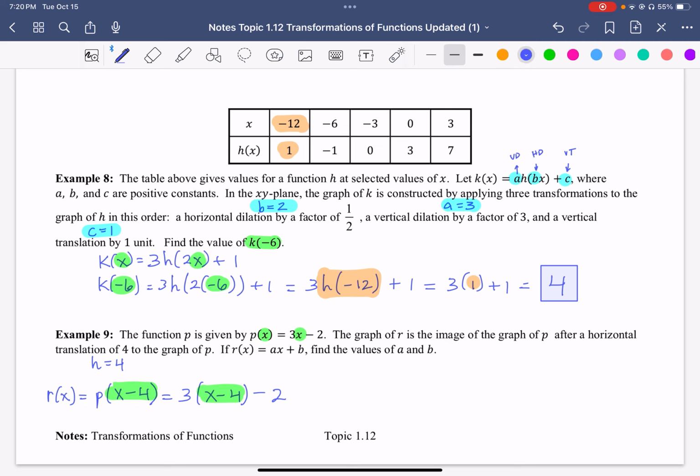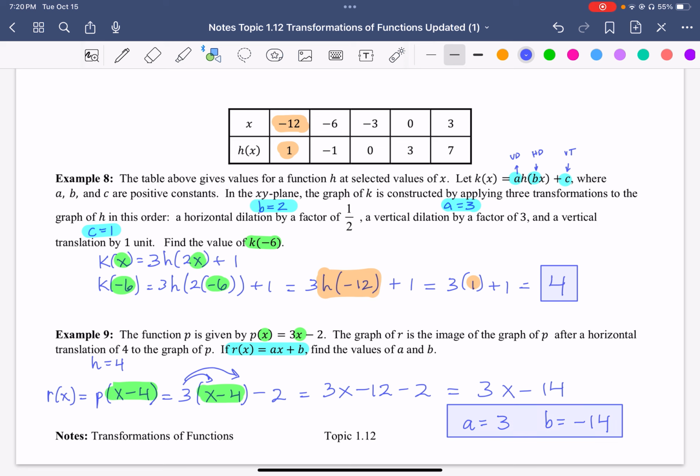Now, to simplify this, I need to distribute this 3 in here, which will give me 3x minus 12, and then I still have the minus 2. If I combine like terms, I would get 3x minus 14. Okay, now remember this was the equation for r of x. They also told us that r of x would be equal to ax plus b. And they said, what is a and what is b? Well, a is being multiplied by x in the equation, and we have 3. And then b is what is added at the end. We have negative 14. So a has to be 3 and b has to be negative 14.